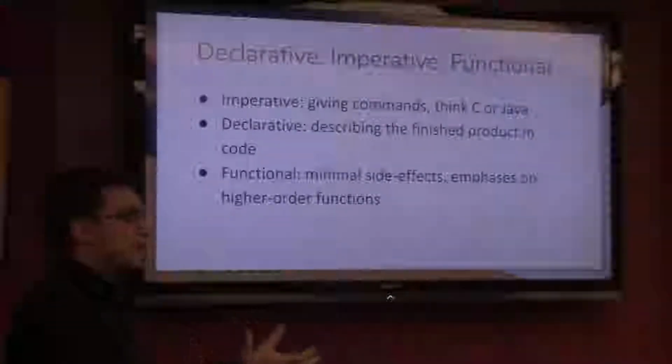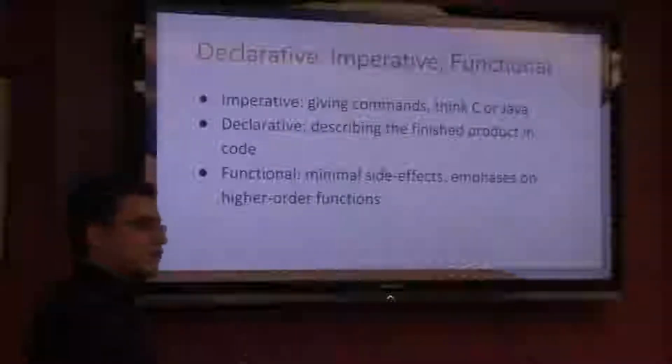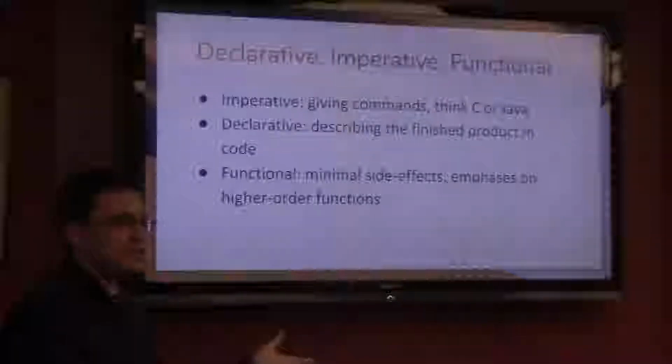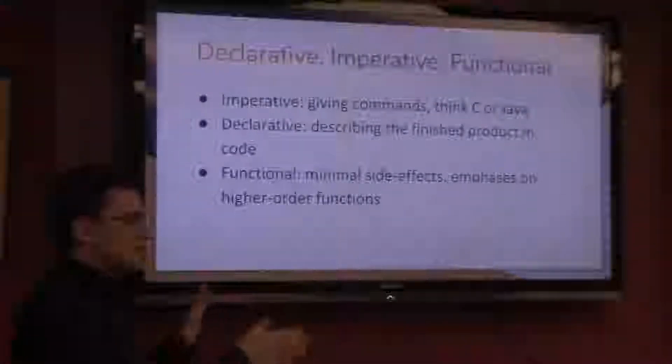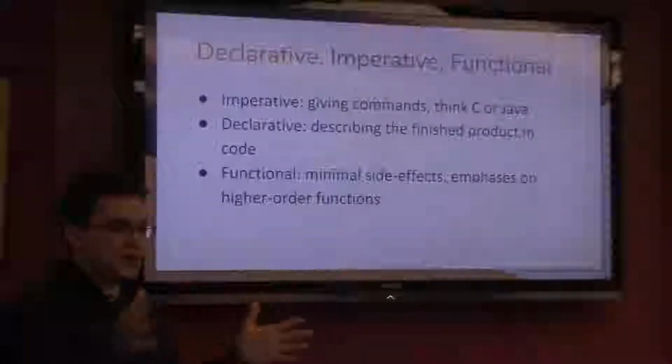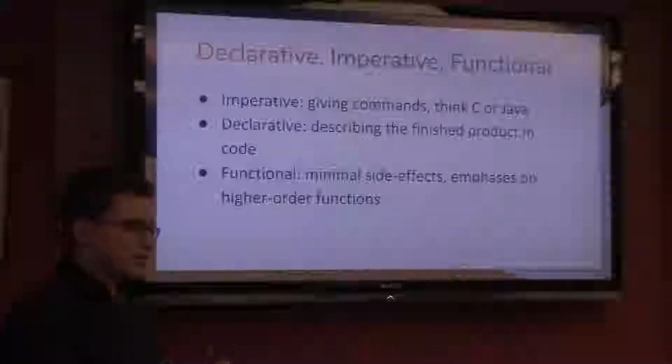Declarative, you kind of just describe a finished product and let the computer handle it for you. So in CSS, you say, put a margin around this with 3 pixels. You don't worry about, okay, make sure this element is this far away and find all the other elements. You just kind of tell the browser engine, this is what I want, and it goes out and does it.